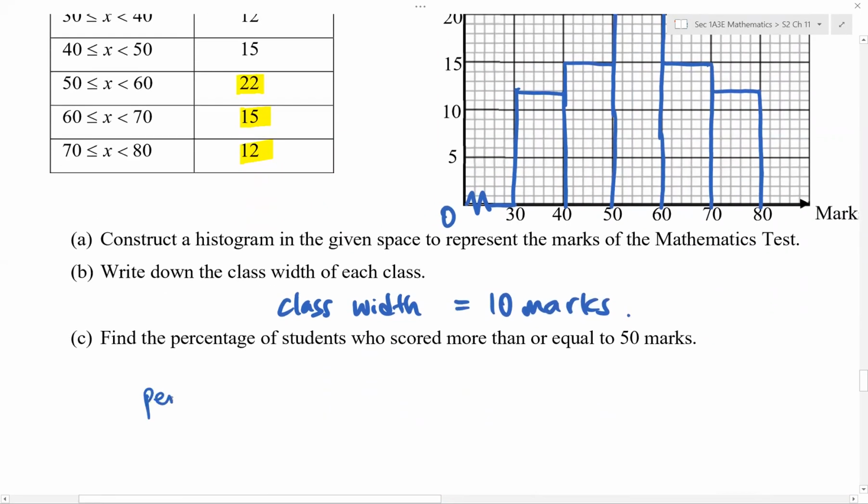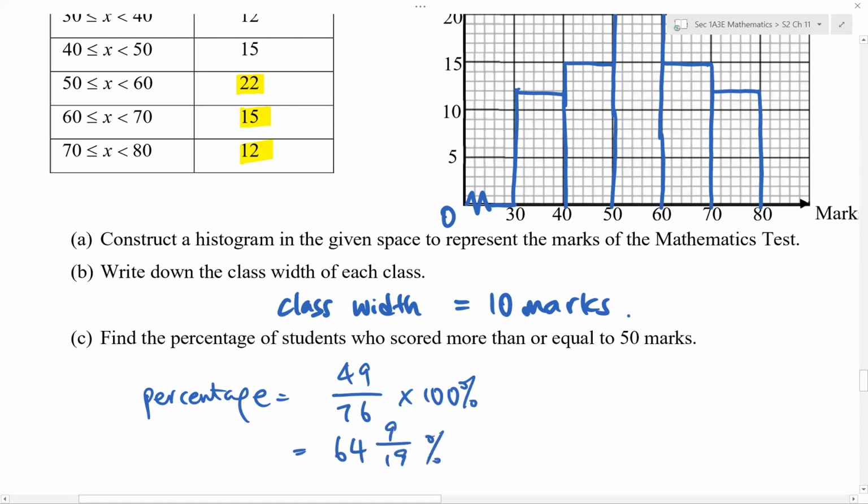So the percentage is 49 over 76 times 100%. And we get 64 and 9 over 19%. There's no reason to round off.